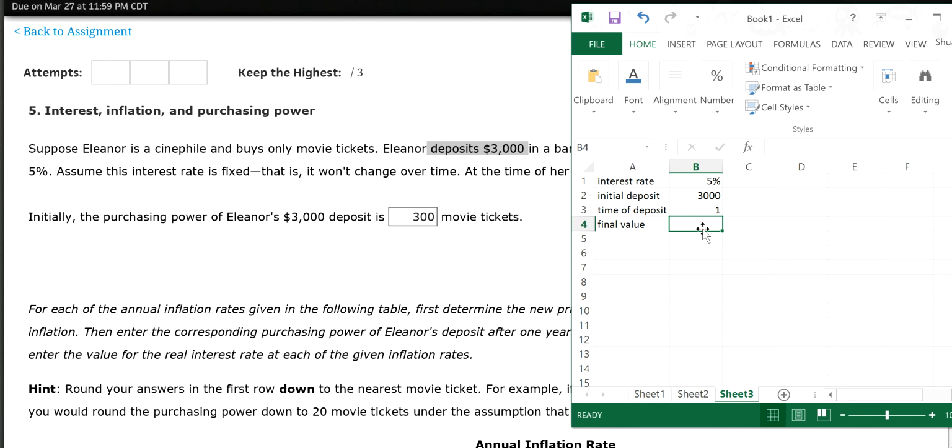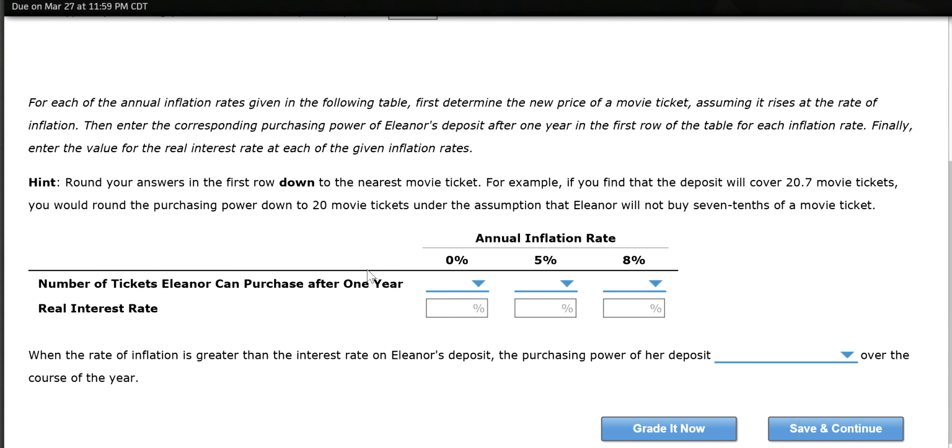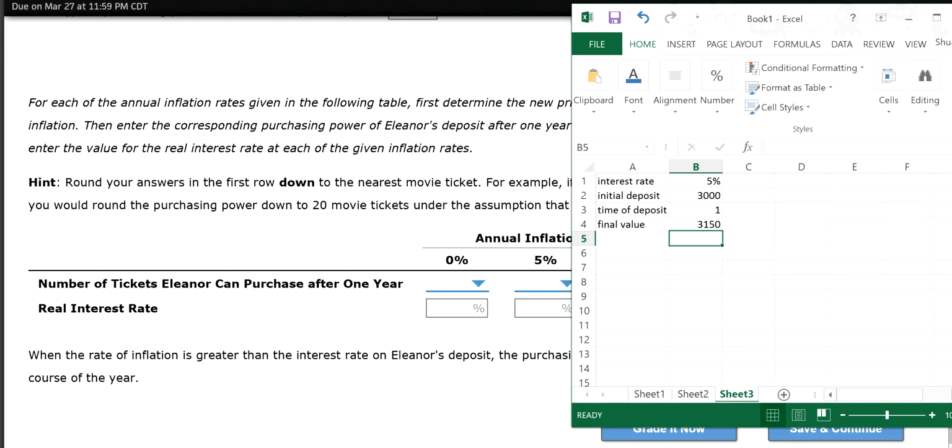Now for the final value, the formula is going to be 1 plus your interest rate, to the power of your time of deposit, and then times your initial deposit. So this will be 3150. So after 1 year of deposit, she will have 3150 in her bank account, and if the inflation rate is 0%, the price for a movie ticket will still be $10. So I'm going to use your 3150 divided by $10.